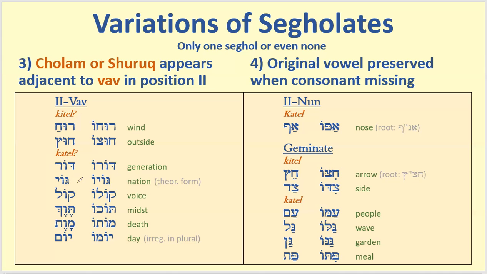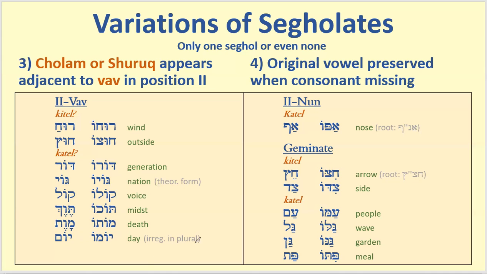Goy is also a segolate. Goyo, his nation. Kol, kolo. Here we actually get an ah segolate. It's very interesting that it didn't follow the pattern of these other words, tevech, but in the suffixed form, it follows the patterns before, tocho. Same thing with mavet, where it does preserve an ah vowel, again letting us know that it was probably originally a katel segolate. Mavet becomes moto. Yom, yomo.